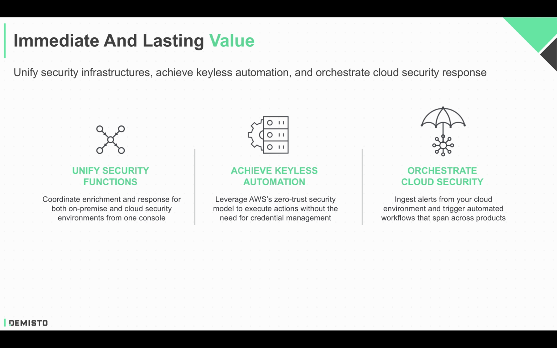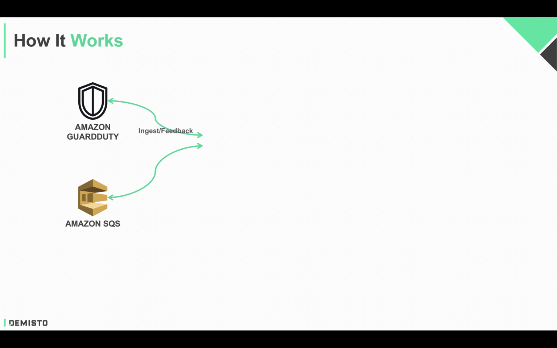And the third big value that Demisto delivers after integrating with AWS is being able to ingest alerts from your cloud environments and then being able to trigger automated response workflows, and hence orchestrating your entire cloud security posture. Let's see how it works.